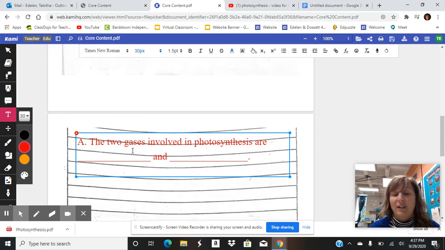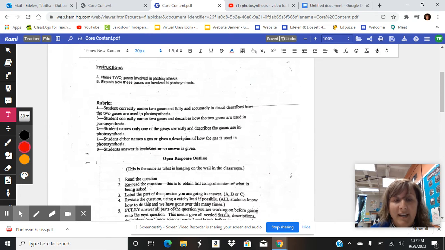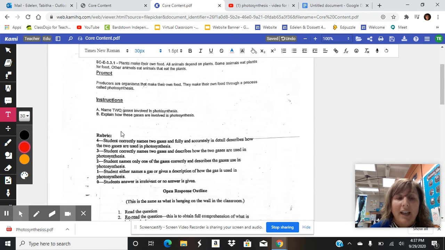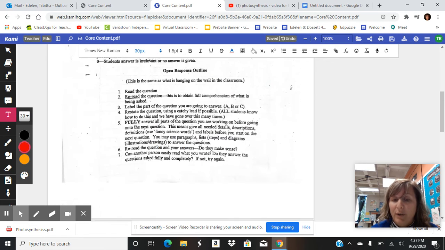And here you go. Here's part A. We have set that up for you. The two gases involved in photosynthesis are blank and blank. So you're going to fill that in a minute, not right now. And part B says, explain how these gases are involved in photosynthesis.